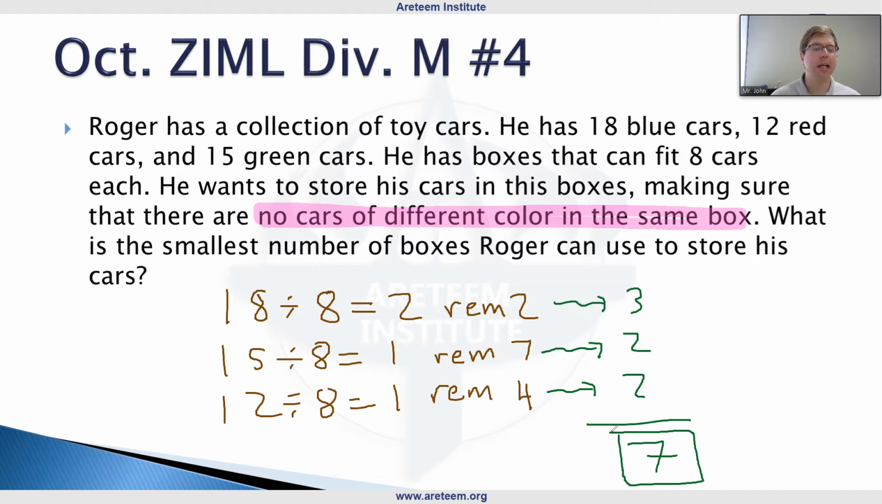One kind of mistake here might be, so let me put this off to the side, a caution: not 18 plus 12 plus 15 divided by 8 rounded up. We need to do each of the colors separately as well. That's a good caution here. You might think a question is so easy. It is an easy question, but sometimes you may think it's a little easier than it actually is.